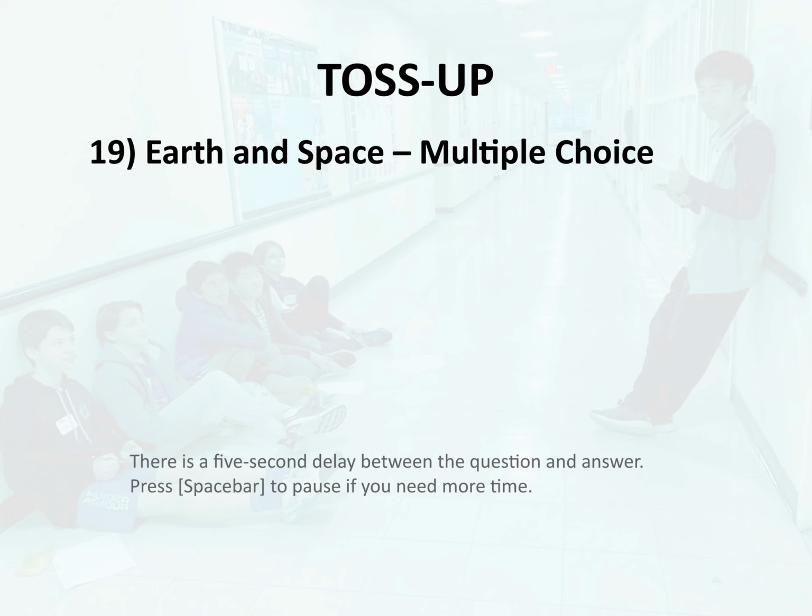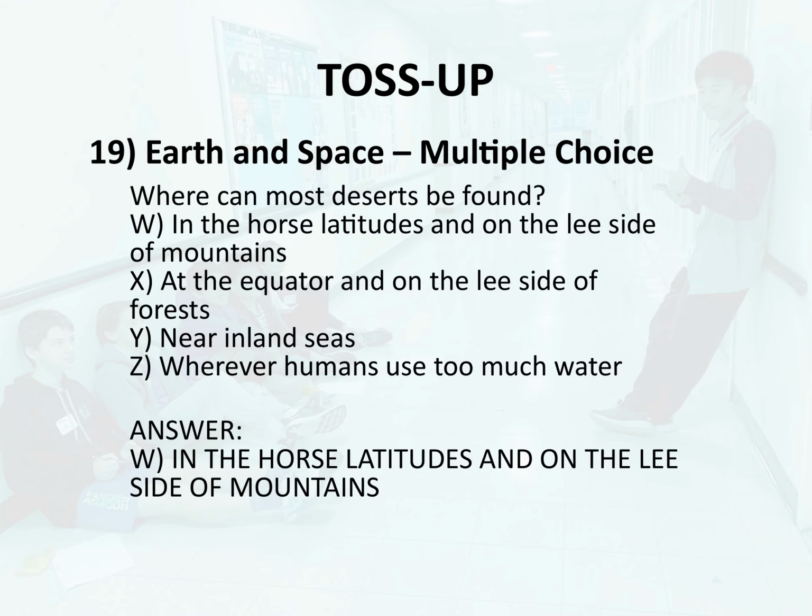Toss-up 19. Earth and space, multiple choice. Where can most deserts be found? W. In the horse latitudes and on the lee side of mountains. X. At the equator and on the lee side of forests. Y. Near inland seas. Z. Wherever humans use too much water. Answer: W. In the horse latitudes and on the lee side of mountains.